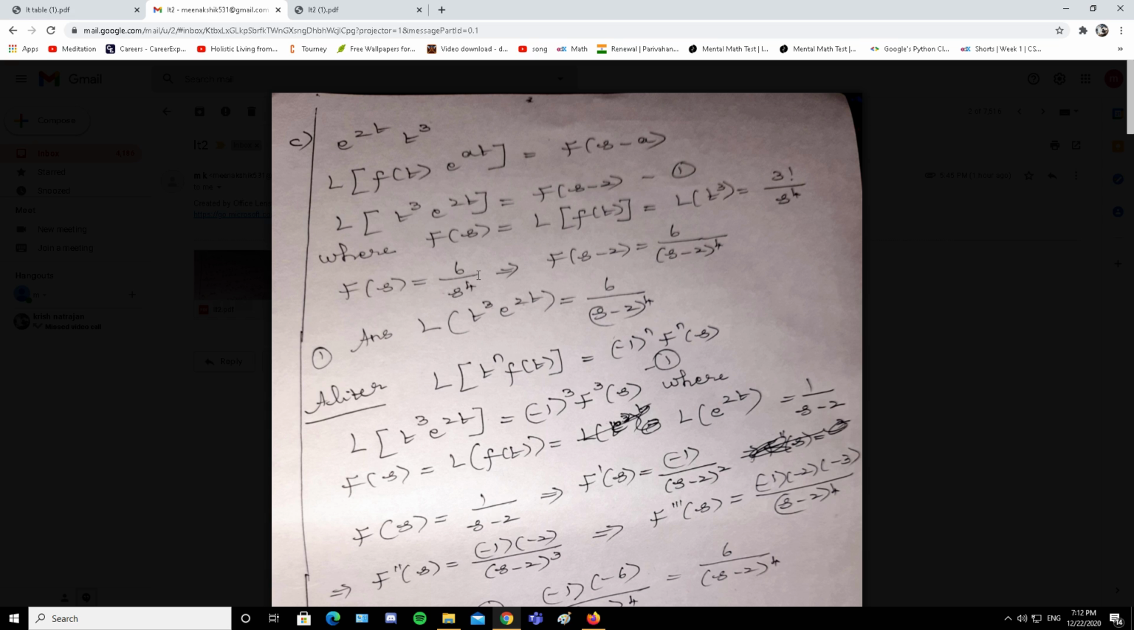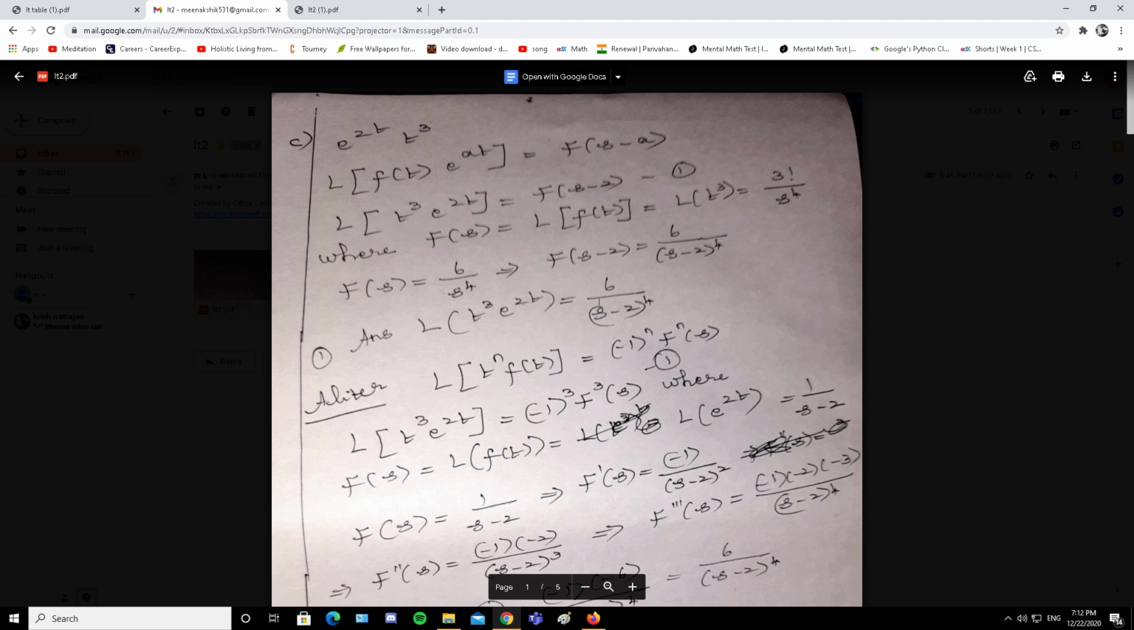If F of s is 6 by s power 4, you can find F of s minus 2. Just replace s by s minus 2. That is 6 by s minus 2 the whole power 4. So Laplace of t cube e power 2t is 6 by s minus 2 the whole power 4.